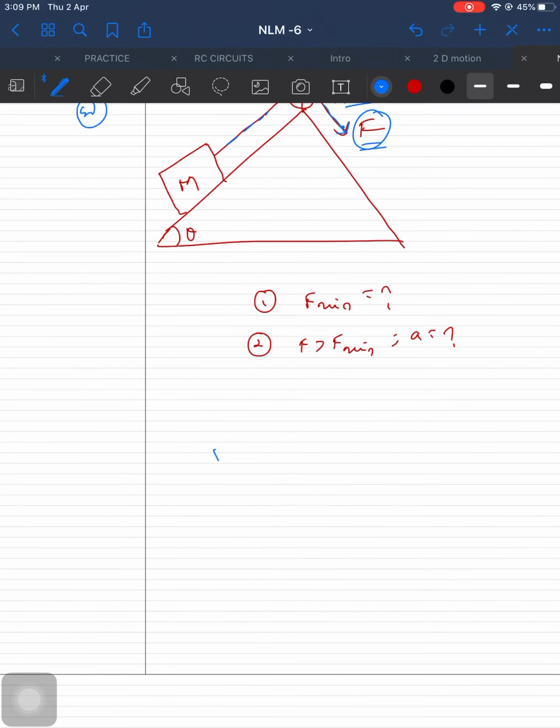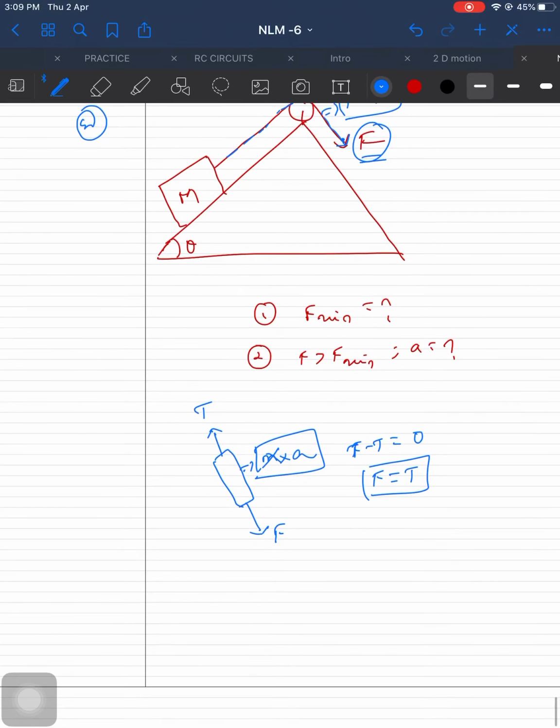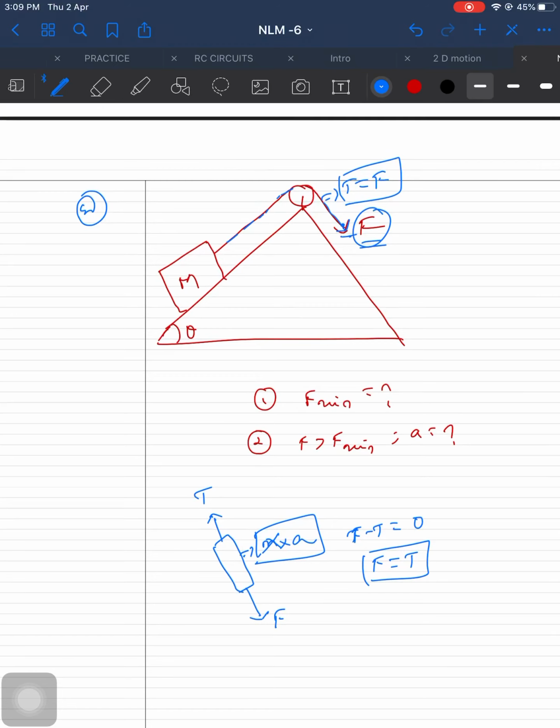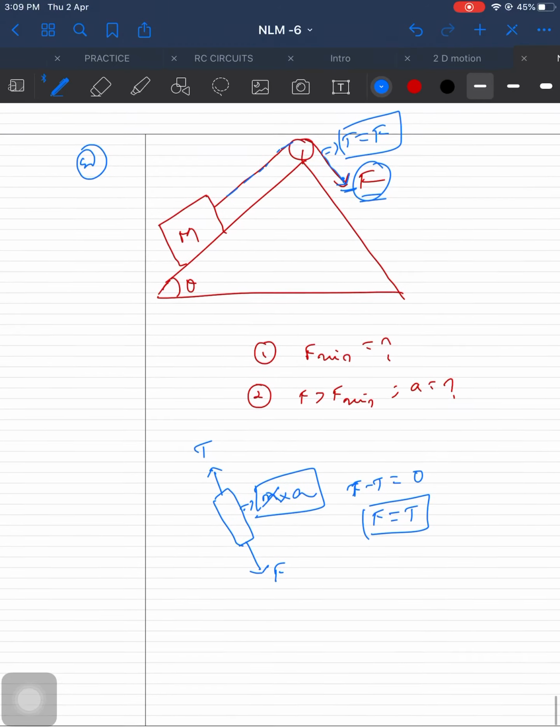If we want to prove this, take a massless rope and apply a force. Let's assume the tension is T. Force F minus T is equal to m into a. The rope has no mass, so m is equal to 0. F minus T must be equal to m a, which is 0. So F becomes T, which is nothing but the force. If the rope is pulled with some force F, the tension in the rope becomes F.